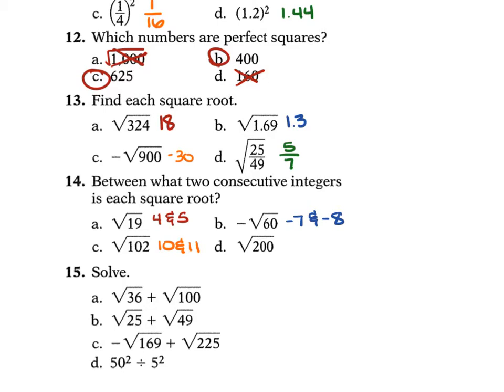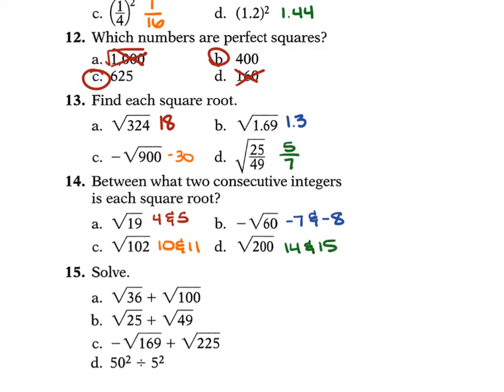The square root of 200. So if we know that the two perfect squares that are around that are 225, which is 15 squared, and then 169, which is 13 squared, it would be 14 times 14 gives us 196. So that's 14 and 15 that 200 falls between.